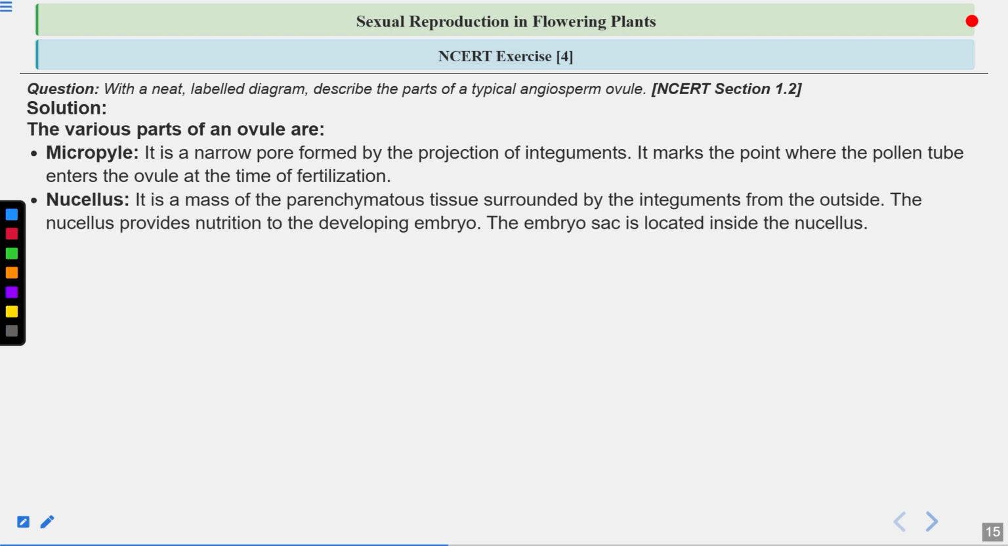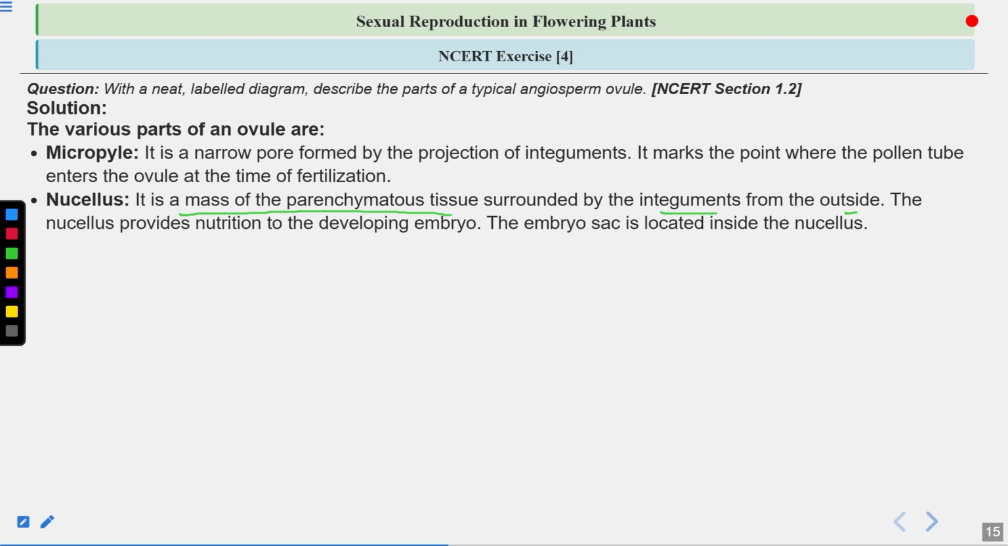Nucellus is a mass of parenchymatous tissue, very important. It is a mass of parenchymatous tissue surrounded by the integument from the outside. Integument surrounds the parenchymatous tissue, that is called the nucellus. The nucellus provides nutrition to the developing embryo. So this is the function of the nucellus. When the embryo develops, all these cells provide nourishment to the developing embryo.